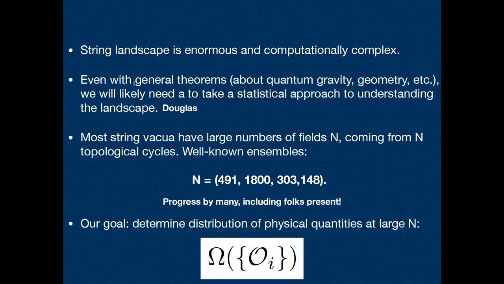Liam and Mike both really set this up nicely, so I don't need to introduce this too much. But as we've seen, the string landscape, this set of solutions, is absolutely enormous and is generally computationally complex. So even with general theorems about quantum gravity and algebraic geometry, we're still going to probably need to take some sort of statistical approach to understand global properties of the landscape.